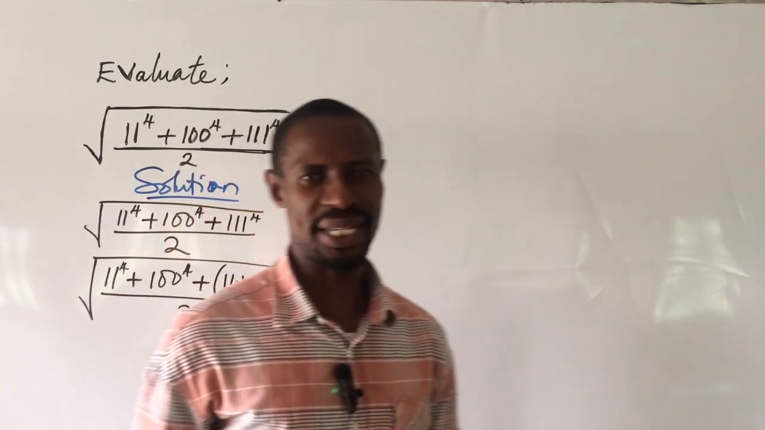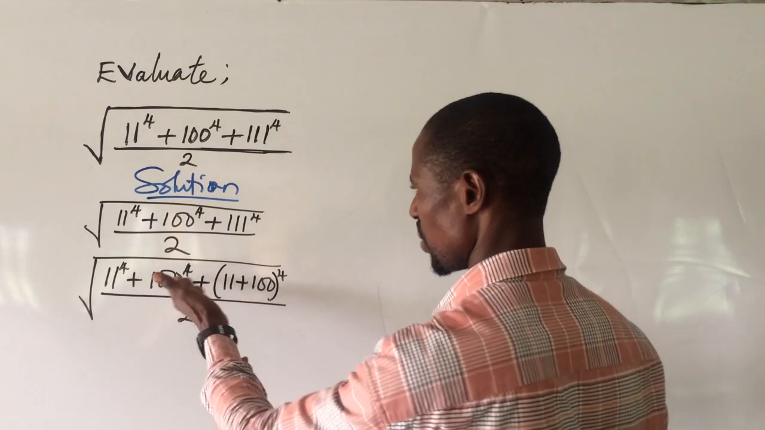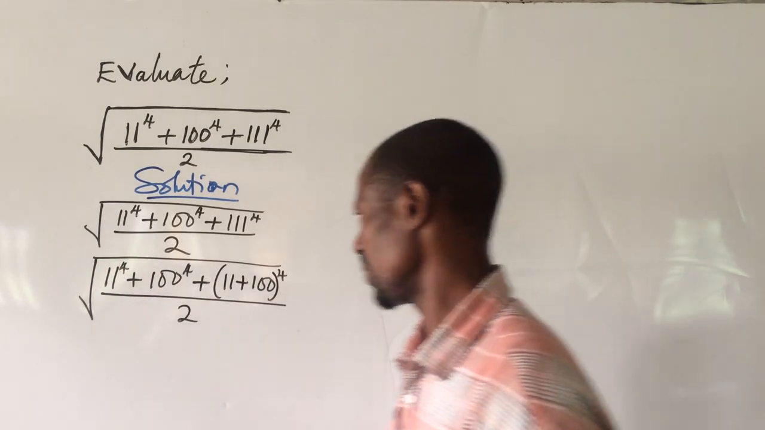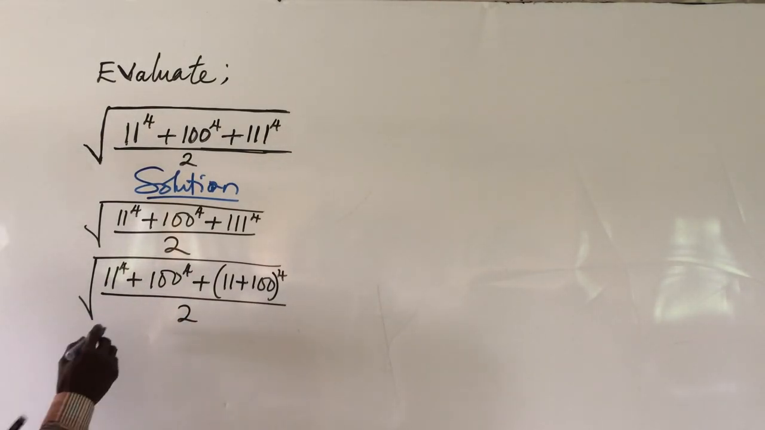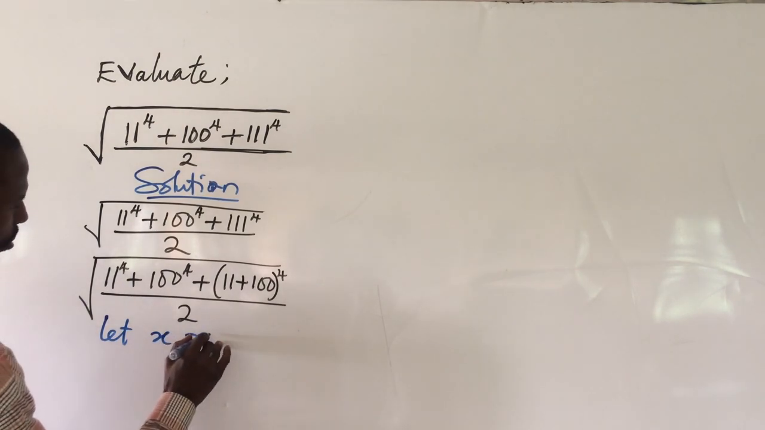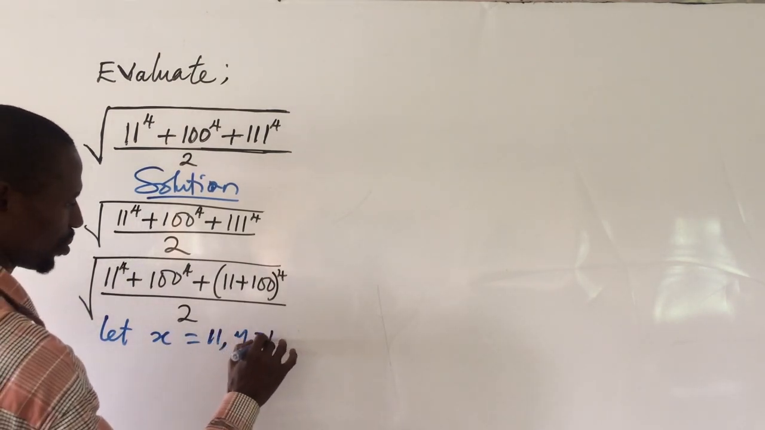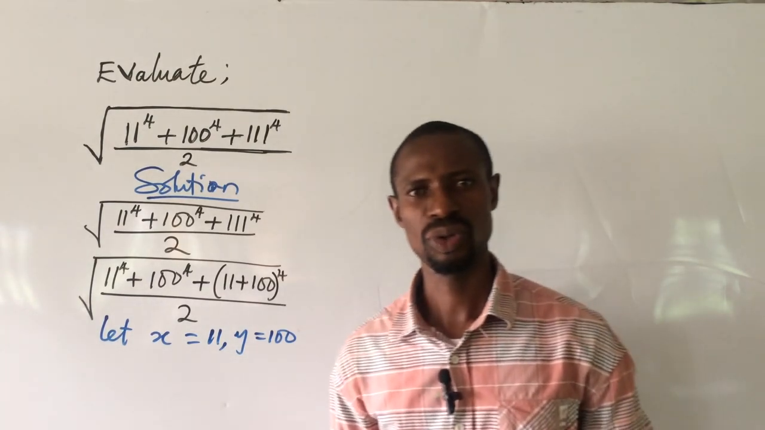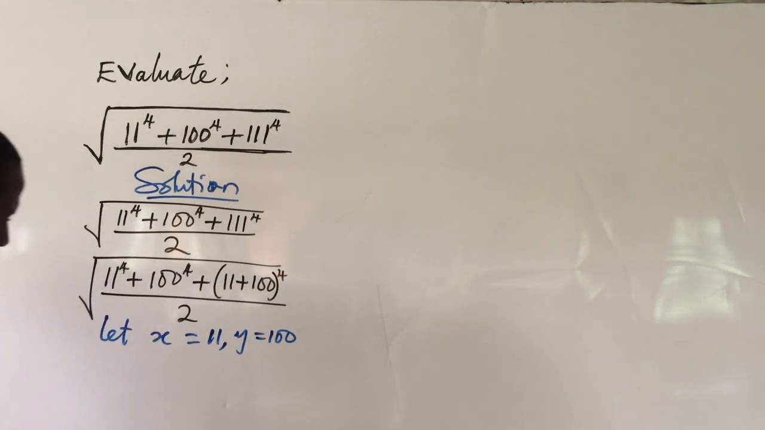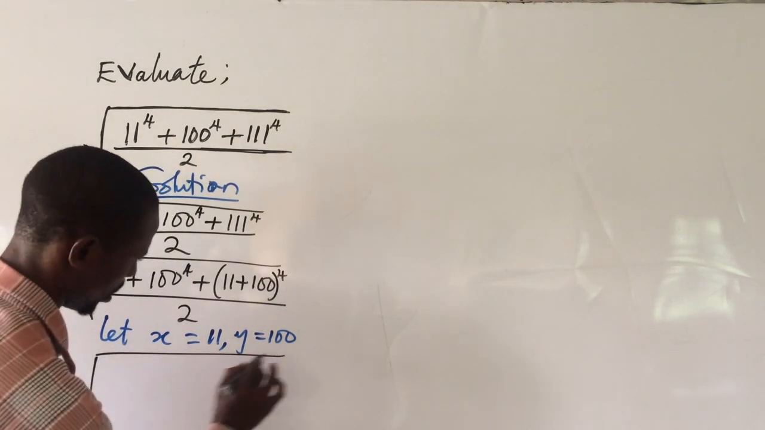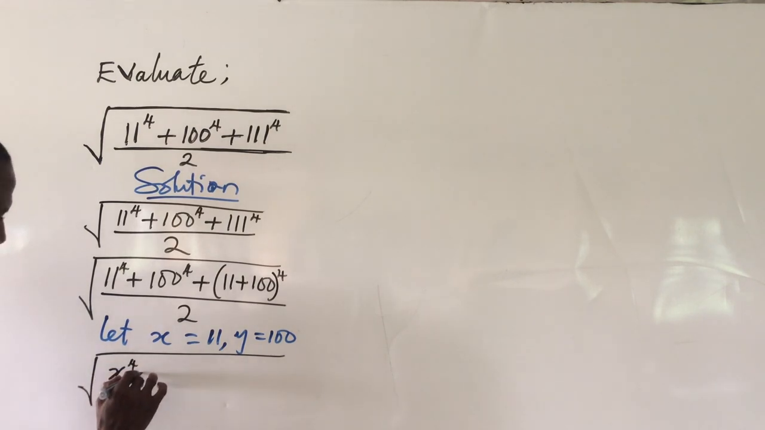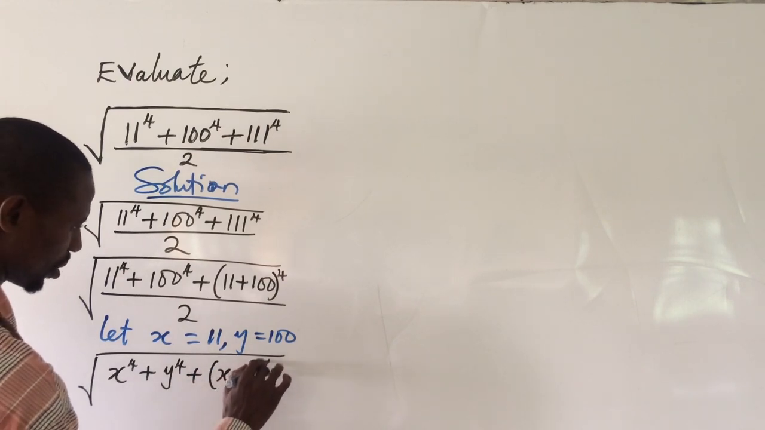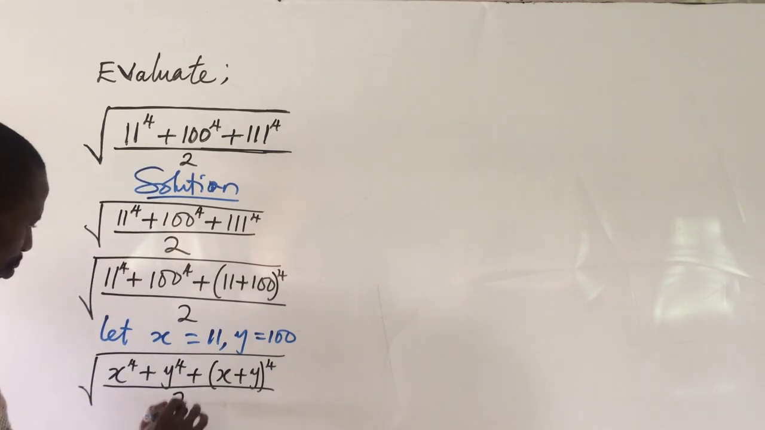Good. Now, at this point, we have to bring in two alphabets to represent what we have in here. We choose a particular alphabet for 11 and another for 100. Let x equal 11, then y equal our 100. So wherever we see 11, we put down x, and wherever we see 100, we put y. And so we can rewrite the whole expression as x to the power of 4 plus y to the power of 4 plus bracket open x plus y to the power of 4, everything all over 2.